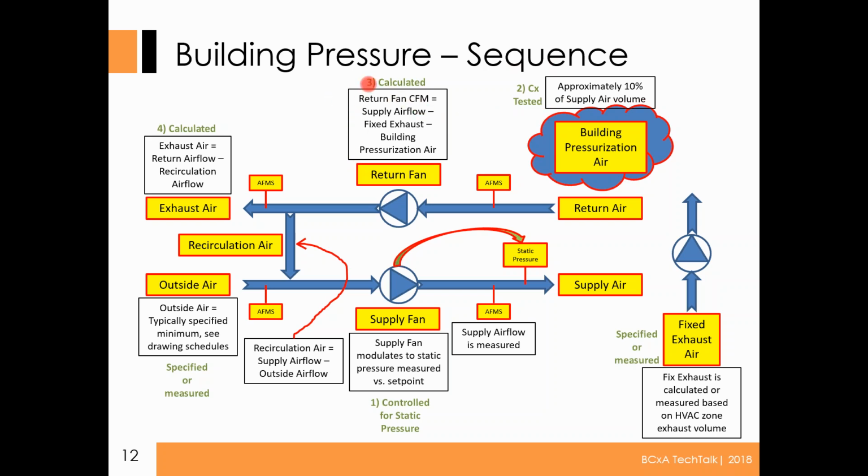Return fan, now I say calculated. This can also be measured by the TAB contractor, and you can start working these values and figuring this out. So if you find you need a certain amount of air here, you can start to then figure out and set the VFD to track off of that, off of a setback difference. So a few different ways there, but you basically somehow need to get the return fan to track to what the supply fan is doing. Or use actual airflow stations if you have live data. And then exhaust, again, is going to be sort of that leftover amount of air that wants to leave the building versus recirculate.